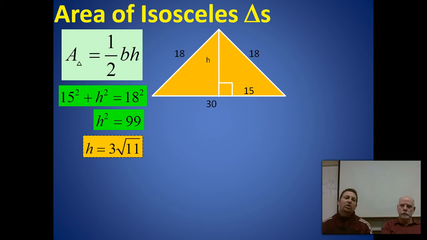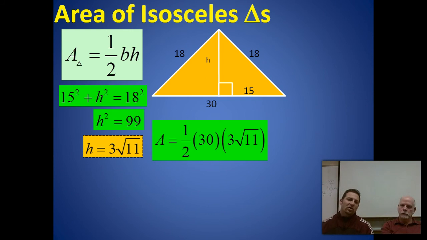So now, you're not done yet, okay? Remember, they wanted us to find the area of the triangle, so you've got to go back and plug in what you know into the formula. Okay, so now I'm going to take that the height is 3 square root 11, and I'm going to plug that into A equals 1/2 BH. Okay, and so my height is 3 root 11, my base is 30, and then I got to take half of that. And so there's the formula right there. A equals 1/2 of 30 times 3 root 11.